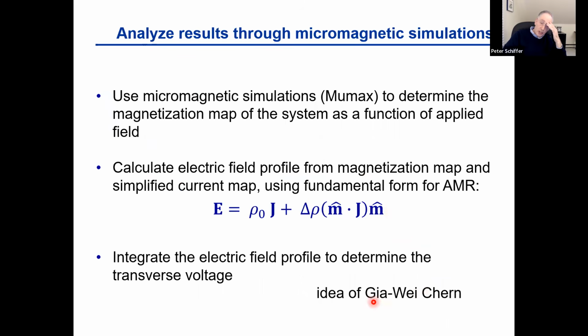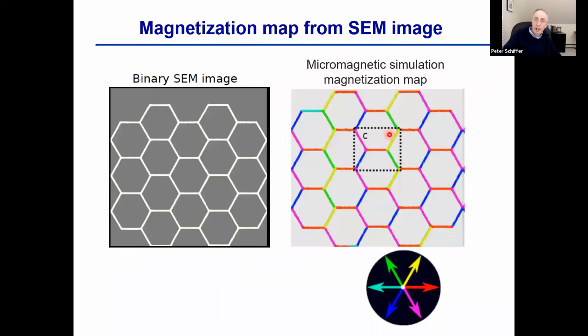And this idea actually came from Joe Chern, who's a theorist now at the University of Virginia. And what he suggested was using micromagnetics, and we use mumax, to determine the magnetization map of the system as a function of field, and then assume a certain current, a uniform current distribution. You can calculate, based on this definition of the electric field from the anisotropic magnetoresistance, what the electric field is based on a uniform current distribution and distribution of the magnetization. And then once you know the electric field, you can integrate that to determine the voltage. And so I'll show you how that worked.